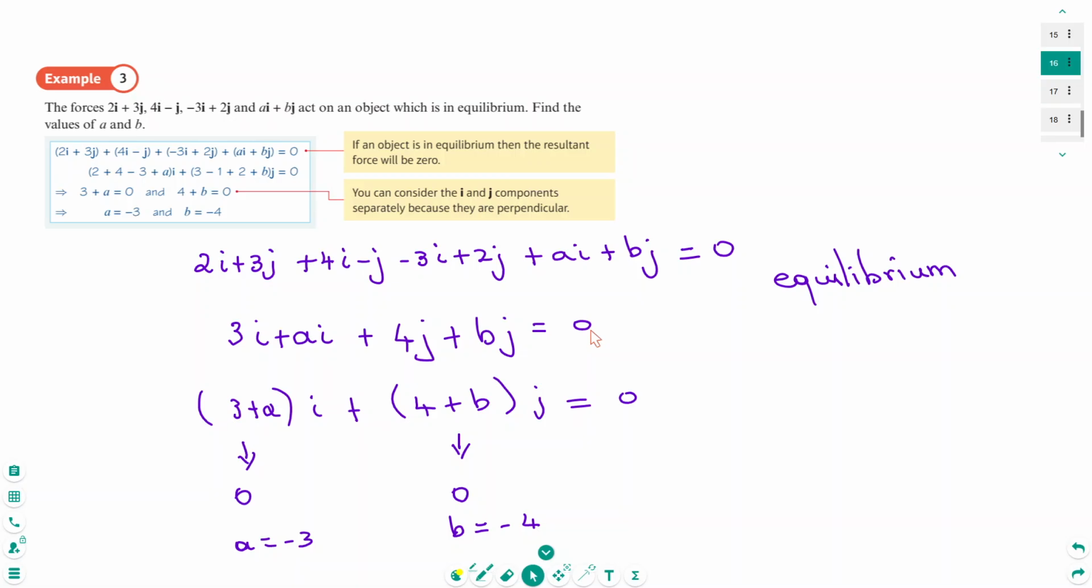Then we factorize by taking the i's and the j's out of the bracket, and then we have one equation that is equal to 0 with i and j only. So the equation is 0 only when the coefficients are 0. So 3 plus A is 0 when A is negative 3, and 4 plus B is 0 when B is negative 4. These are the values of A and B.